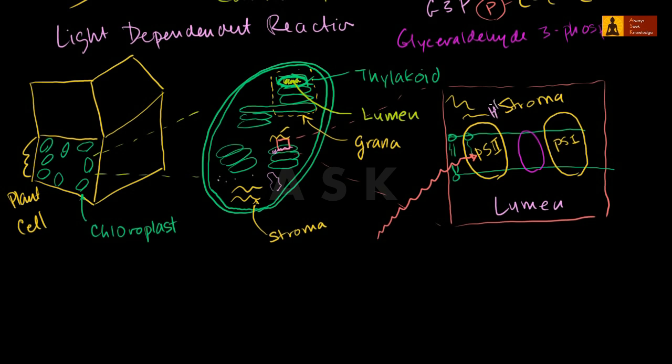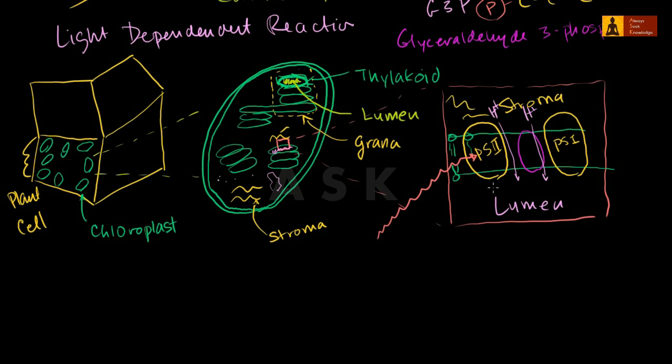So you have all of these hydrogen protons get pumped into the lumen. You might remember this from the electron transport chain. In the electron transport chain, as electrons went from a high potential, a high energy state, to a low energy state, that energy was used to pump hydrogens through a membrane. In that case, it was in the mitochondria. Here, the membrane is the thylakoid membrane.